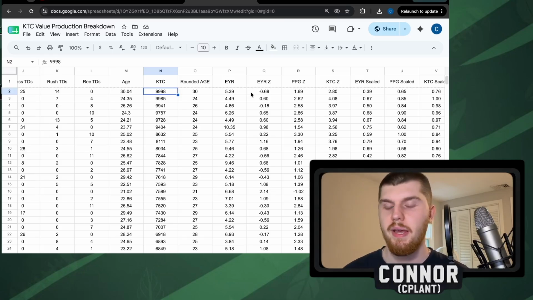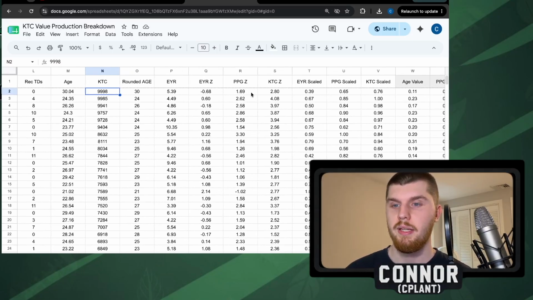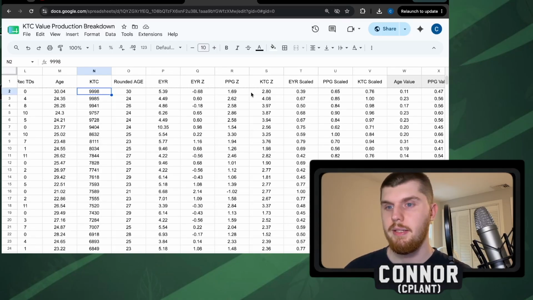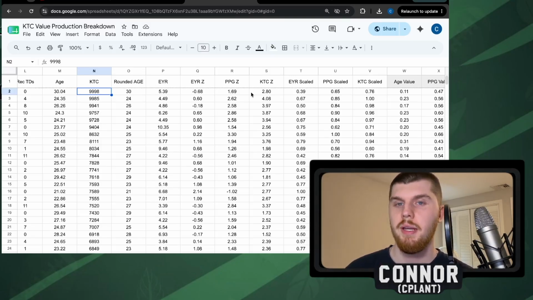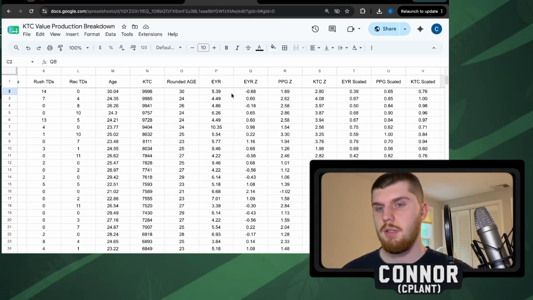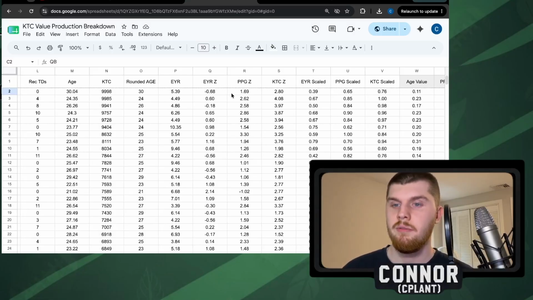I just had an epiphany one day of using Adam Harstad's estimated years remaining, which takes age and essentially adjusts it for position. So you can turn age into more of a linear variable, just simply cheating off of Harstad's homework and saying, okay, this age is equivalent to this amount of estimated years remaining based on their position, right? And so we can have this estimated years remaining value, and we can have their points per game value.